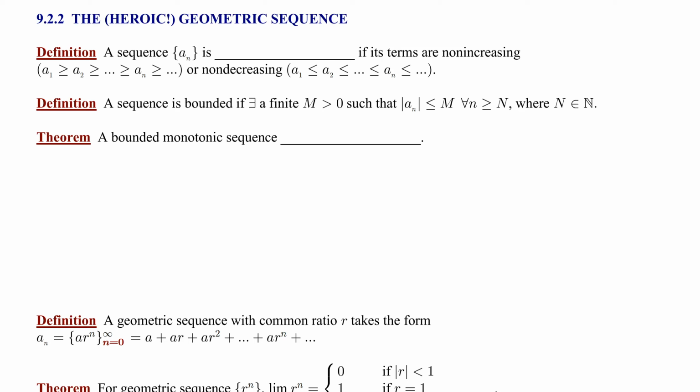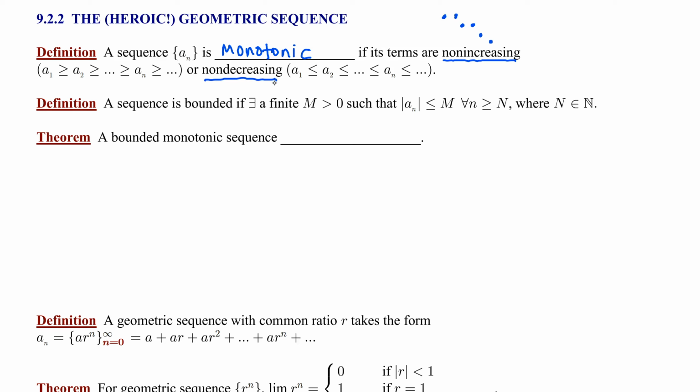A sequence, a sub n, is monotonic if its terms are non-increasing or non-decreasing. So the vocabulary word we are defining here is monotonic, but we've got two maybe unfamiliar other words in this definition. Non-increasing. It sounds like it's decreasing, right? Non-increasing means it is either decreasing or staying the same. So the sequence may stay the same and then decrease, stay the same, decrease, and so on and so forth.